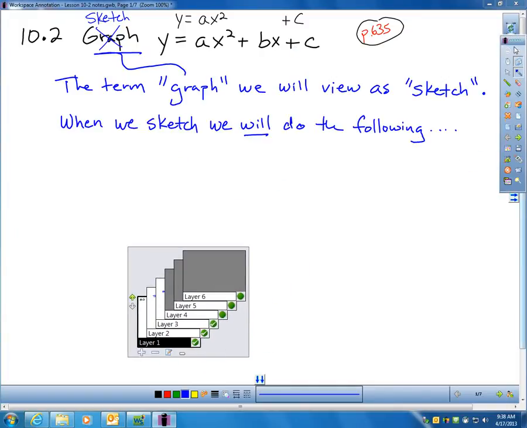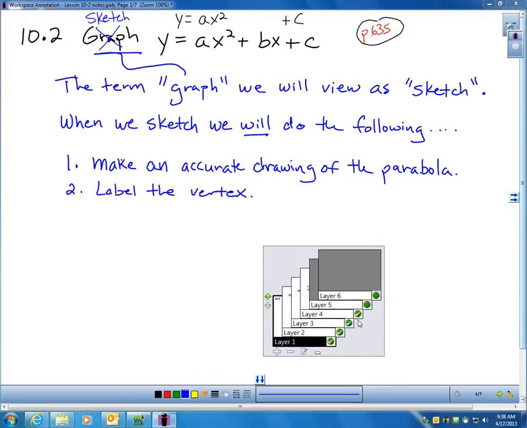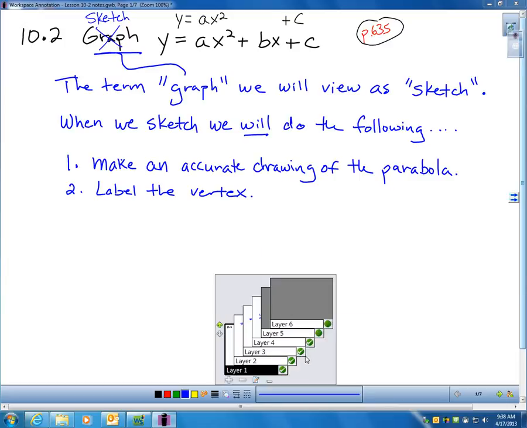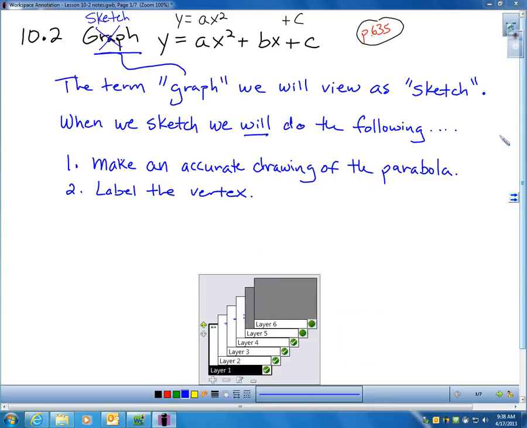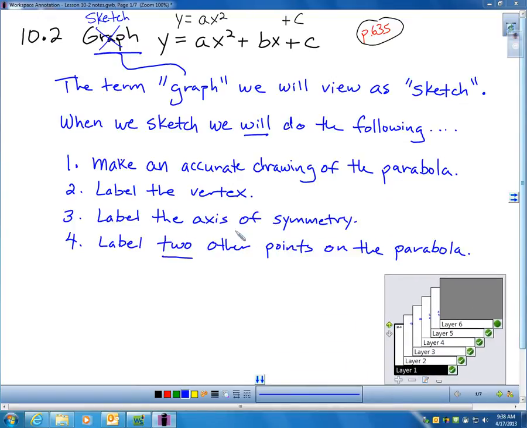When we sketch, I'm going to ask you to do the following things. So when I quiz you on this, this is what I'm going to look for on your sketches. We're going to make an accurate drawing of the parabola. Accurate means it's going to be reasonably neat. You're going to label the vertex of your parabola. You're going to label the axis of symmetry on your parabola.